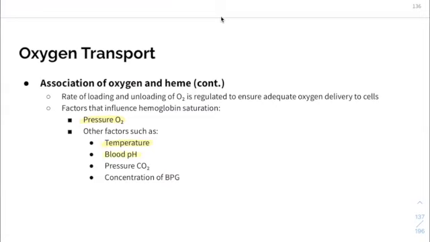The pH of your blood. The pH of our blood likes to stay between 7.35 to 7.45. So what is that blood pH? Is it a little more acidic? Is it a little more basic? That's going to let us know if oxygen gets released or not.